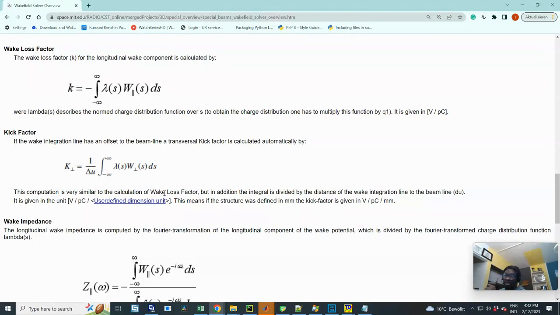Now this computation is very similar to the wake loss factor, but in addition, the integral is divided by the distance of the wake integration line and the beam line. So remember that the wake integration line is minus 10 and the beam line is plus 10. So we're going to be dividing by 10 minus minus 10, so that's 20, which is the distance between the wake integration line and the beam line. Now remember, the 10 was just arbitrary, it wasn't fixed, so you could use 5 or 20, but then you'd also have to consider the size of your cavity.